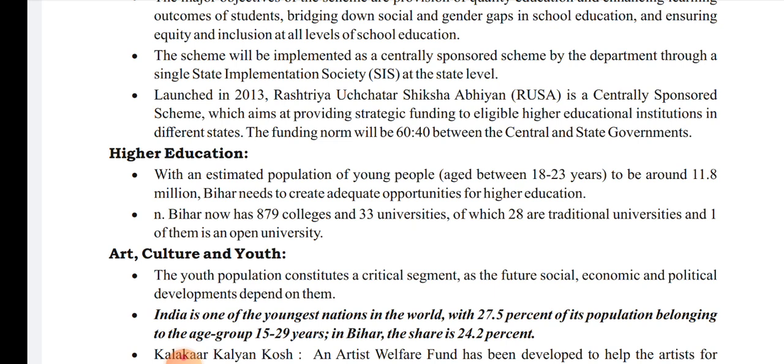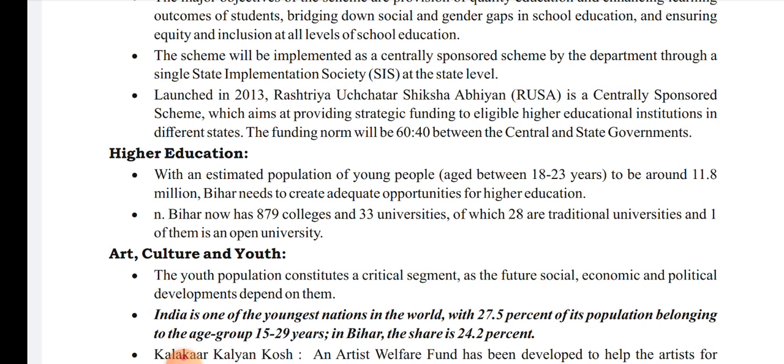So higher education is important not just to create a skillful human resource, but this is also an essential point where the whole growth story of Bihar is lacking. Bihar now has 879 colleges and 33 universities, of which 28 are traditional universities and one of them is an open university.